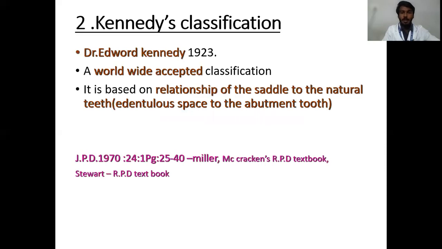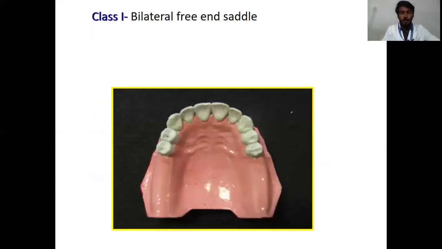So came the Kennedy classification, and the Kennedy classification was put forward by Dr. Edward Kennedy in 1923. It is a worldwide accepted classification, and it is based on the relationship of the saddle to the natural tooth. That is the relationship of the edentulous space to the abutment tooth. So a class 1 situation can be considered as a bilateral free end saddle. As you can see, edentulous spaces are present bilaterally posterior to the remaining teeth.